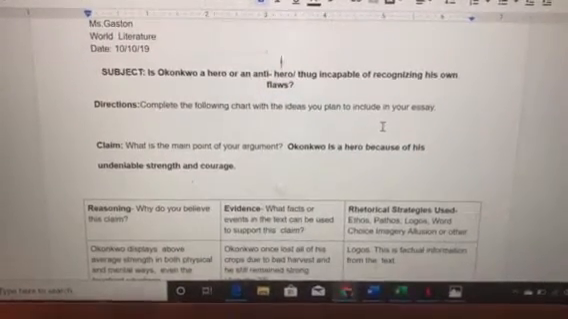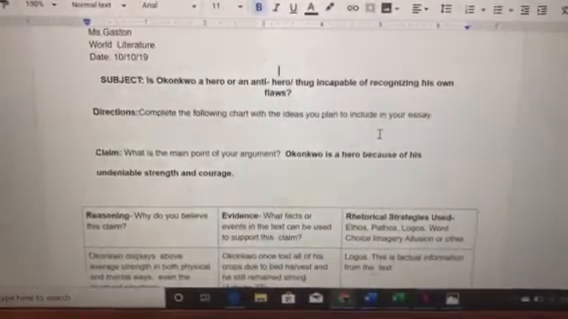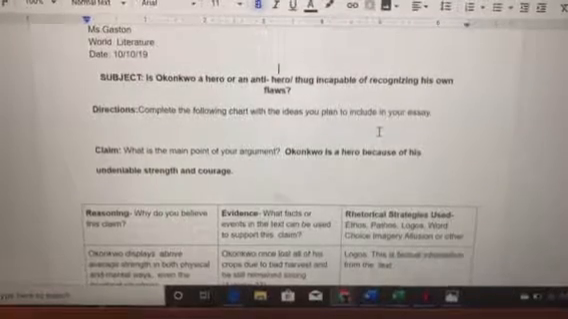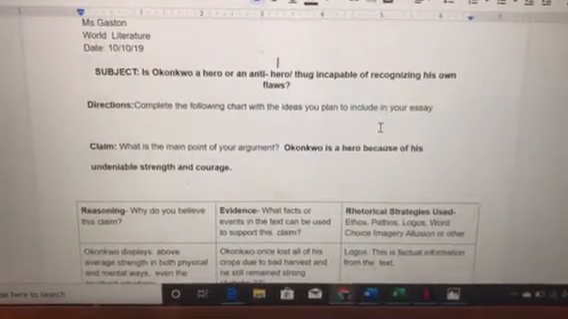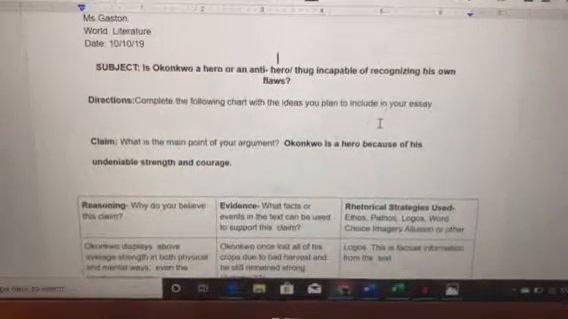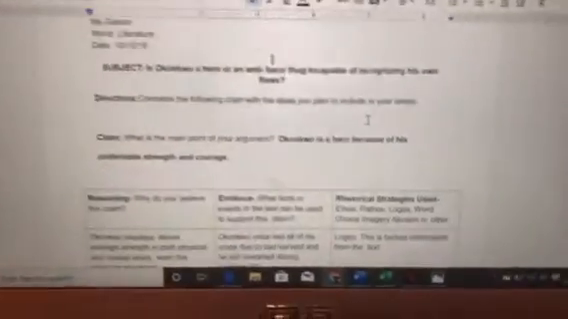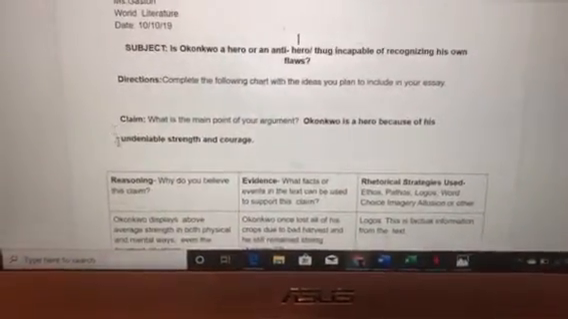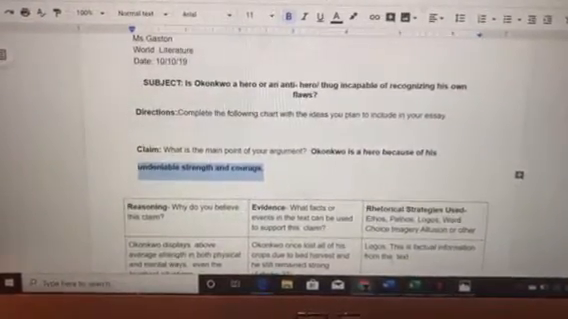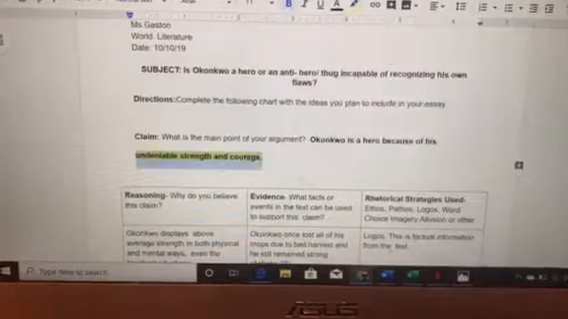For the sake of this example, I'm going to answer the question with support for the first part. Okonkwo is a hero because of his undeniable strength and courage. Now, in my claim, I've already included 2 reasons why I believe that Okonkwo is a hero. The first reason is because of his undeniable strength, and the second reason is because of his courage. So I take the information that I have here, and that ultimately becomes what I put in the reasoning column.